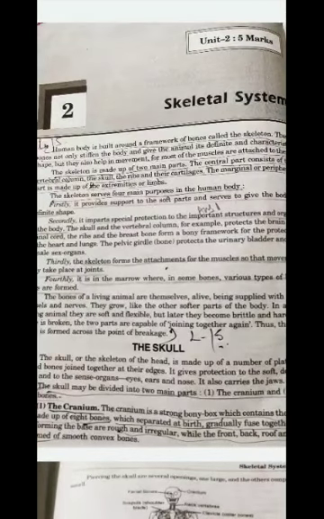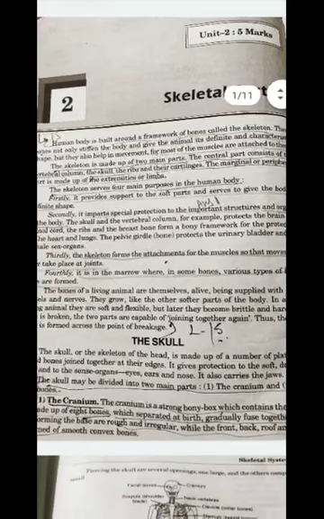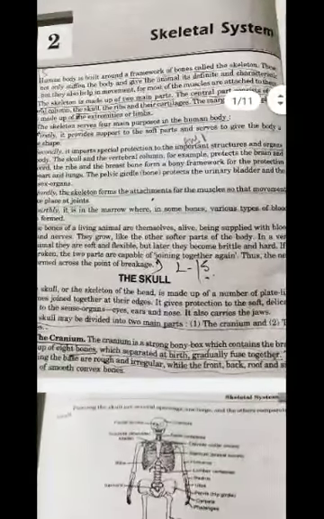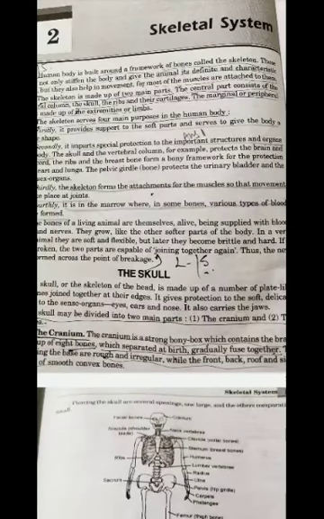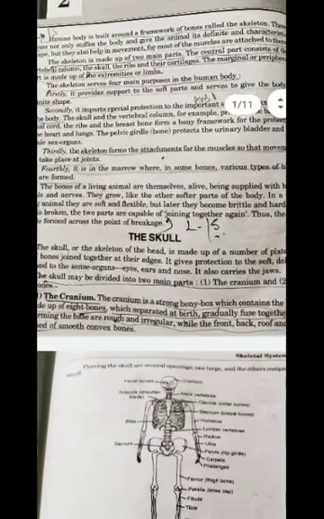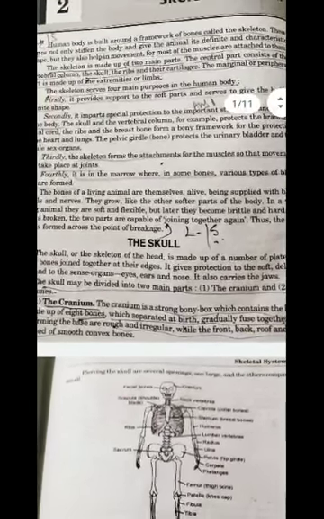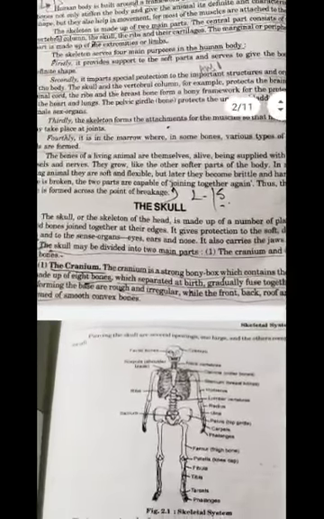As you know, human bodies are built around a framework of bone called the skeleton. These bones not only stiffen the body and give the animal a definite and characteristic shape, but they also help in movement. Most of the muscles are attached to them. The skeleton is made up of two main parts. The central parts consist of the vertebral column and the skull, the ribs and their cartilage.